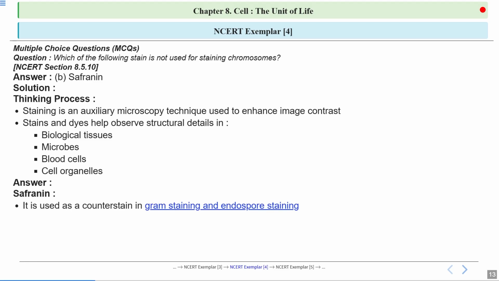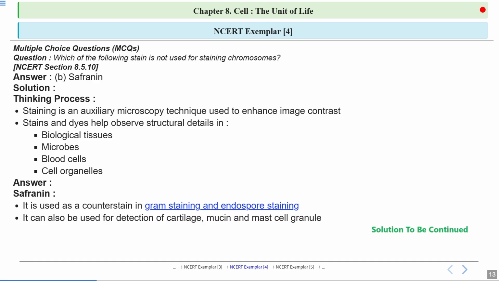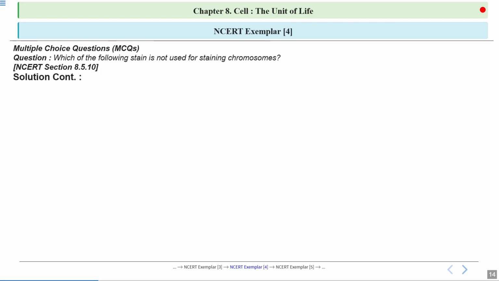The answer is safranin here. Safranin is used in gram staining. It is a counter stain used in gram staining, which gives pink color to the bacteria. It is also used to stain the endospore. It can also be used for detection of cartilage, mucin, and mast cell granules. So safranin is not used for staining chromosomes.